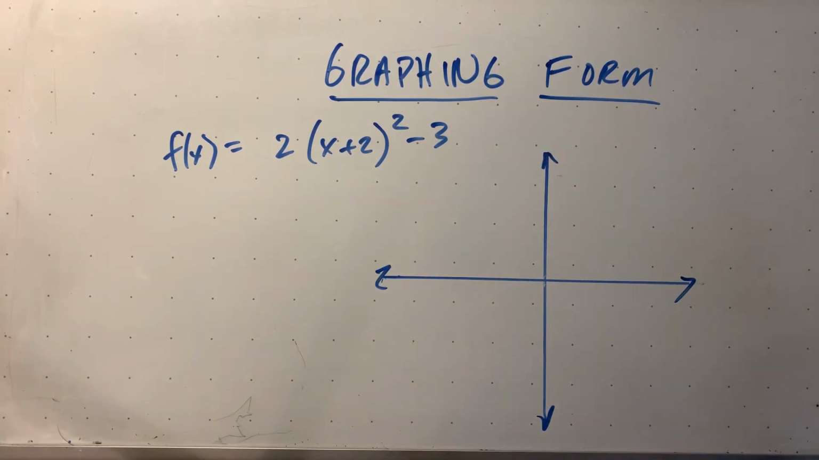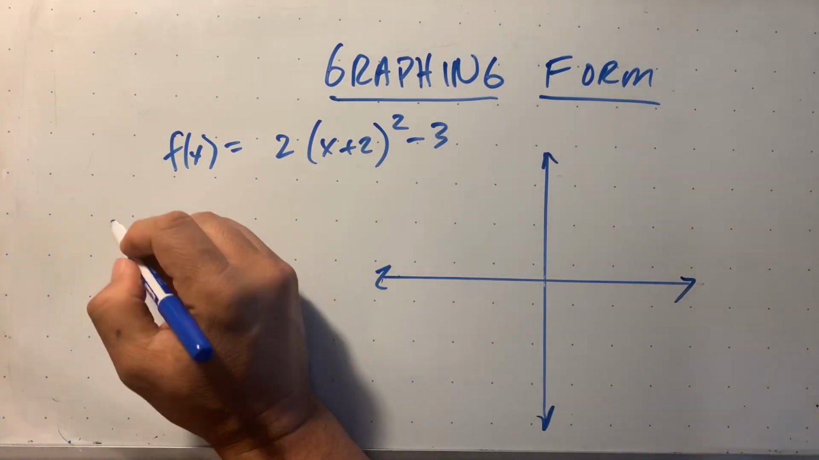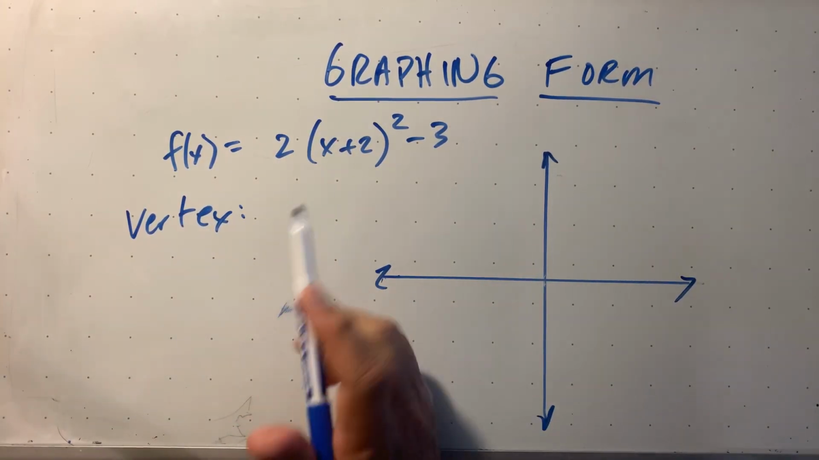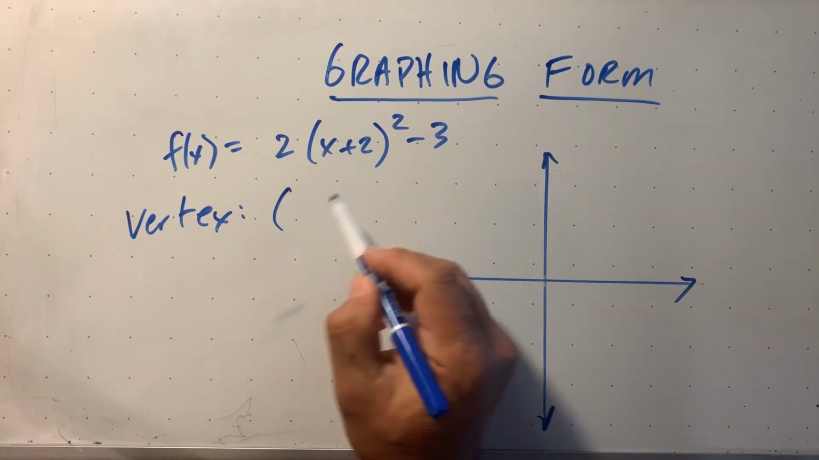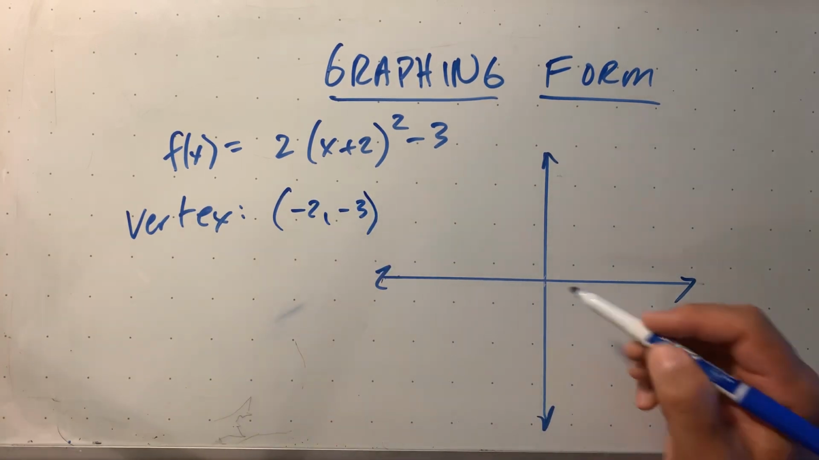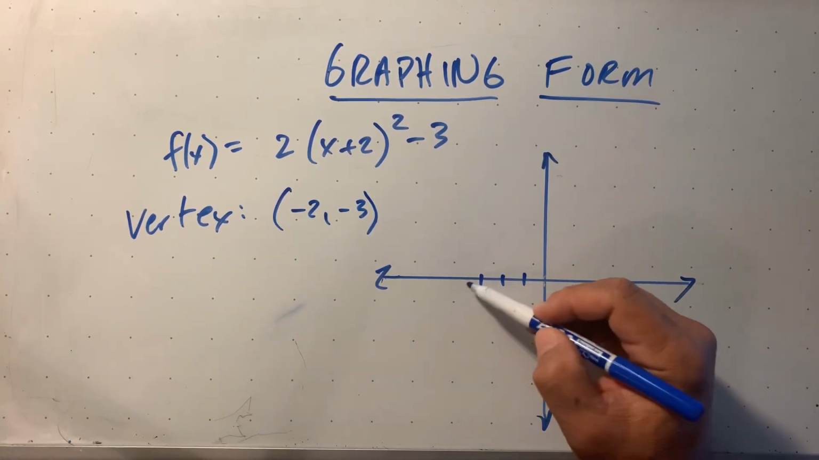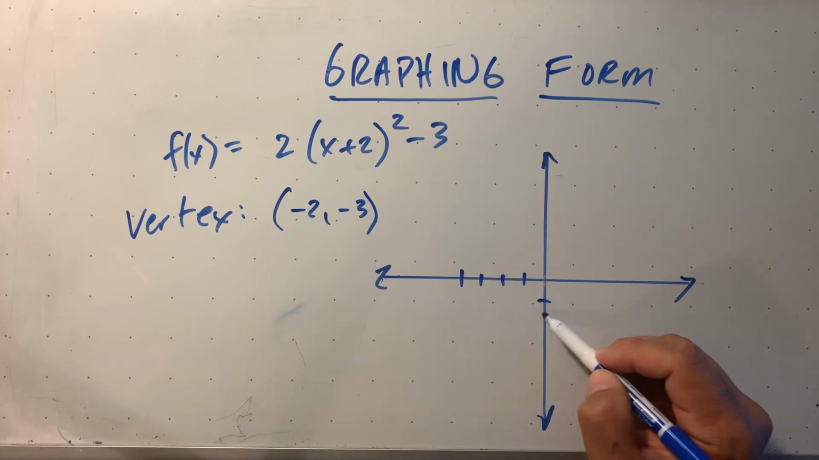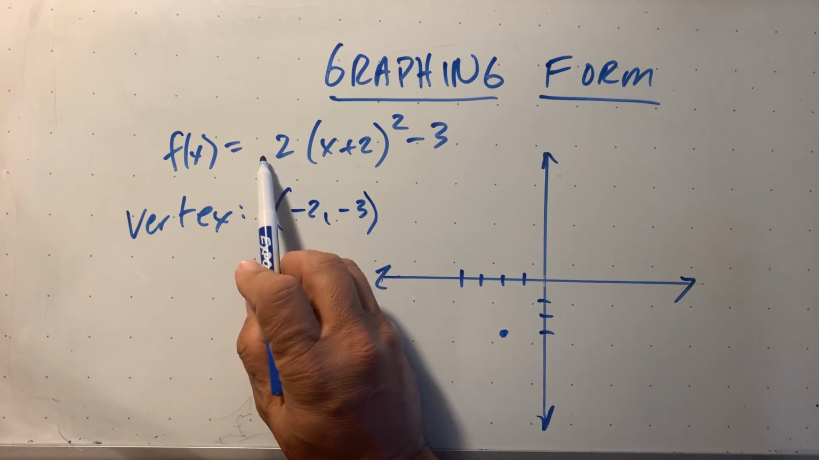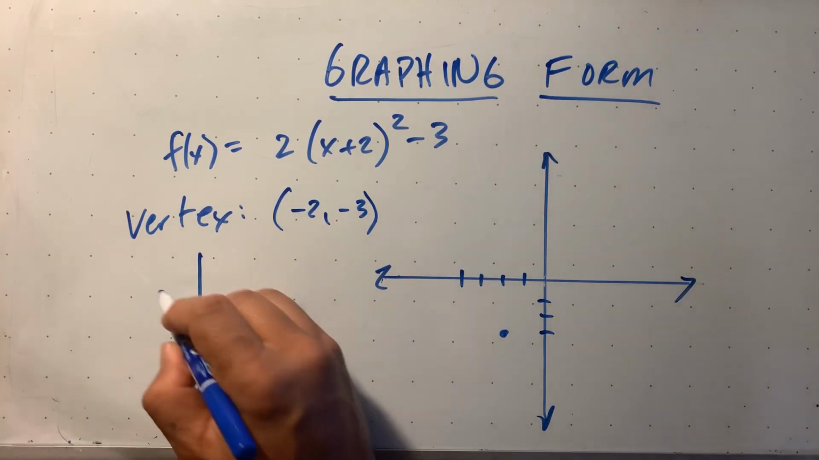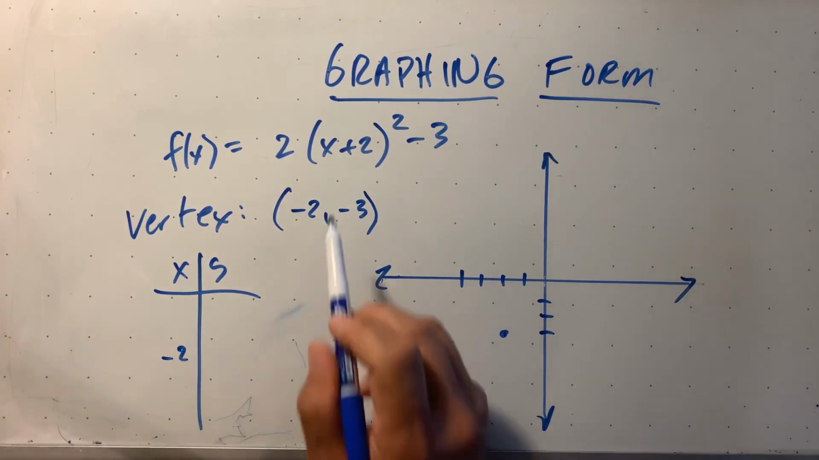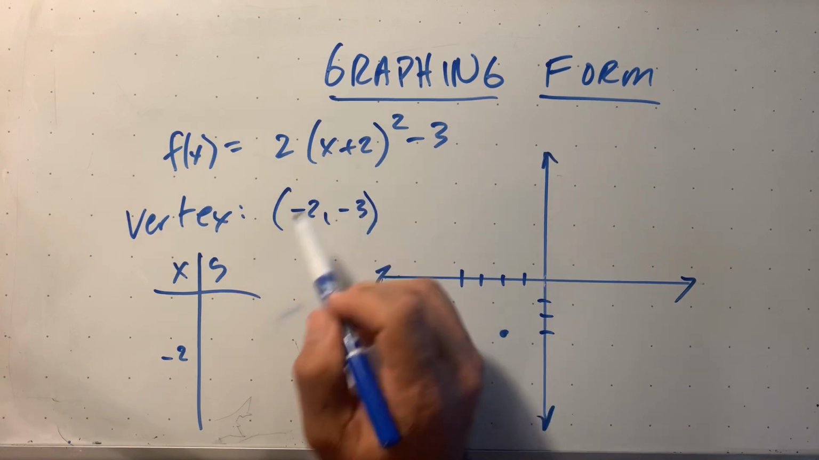I want to use at least 4 points plus the vertex or the locator point. The vertex is going to be the h, k value. So h is -2, our k value is -3. So if I come to -2, -3, that's my vertex. I know it opens up because that's a +2. So I can create an XY table. I just plugged in -2. So -2 into here makes that a 0, 0 squared. Everything goes away, I get -3.